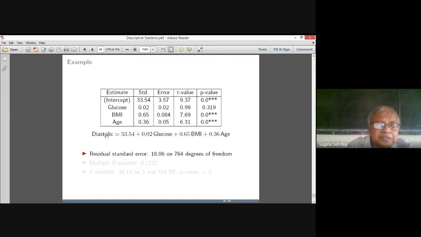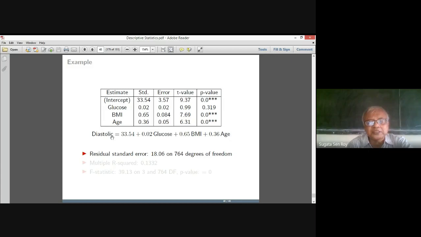This is how a regression would look. I've taken diastolic pressure as the y variable, and glucose, BMI, and age as the x variables here. These are the estimates, these are the standard errors, etc. But in this case, the p-values will tell you whether a variable is significant. These two are significant, which means that BMI and age have an influence on diastolic pressure, but glucose does not, because this value is insignificant. So you can drop glucose from the regression model.